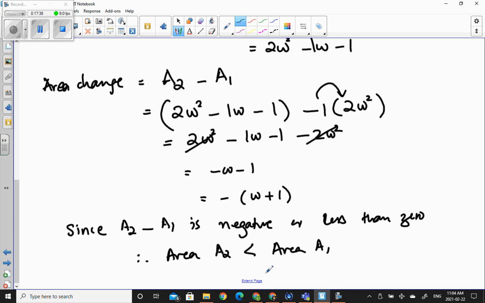So when you increase the length by 1 and you decrease the width by 1, you actually end up with an area that's less. That's why when you subtracted A2 minus A1, you got a negative answer. Okay, so that is the interpretation of the result. They asked you to interpret the result. The interpretation is that the second area is less than the first area.